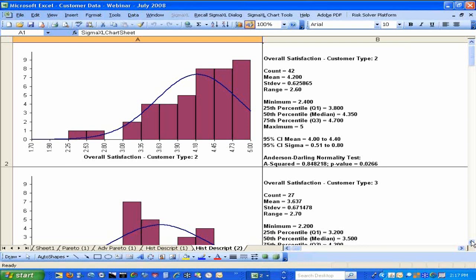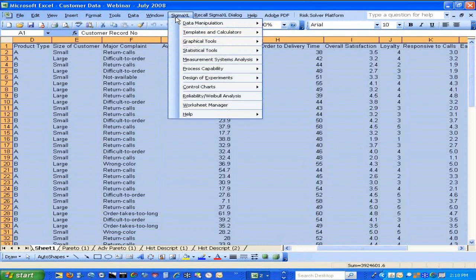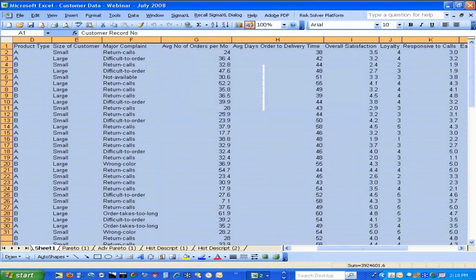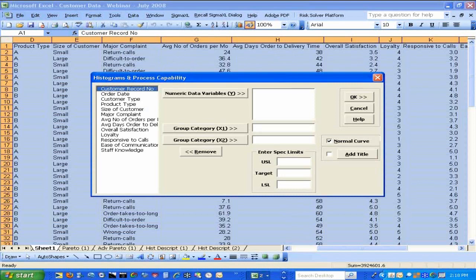Another thing that we want to do with this is to kind of get a baseline in the measure phase of what is our performance against some critical customer requirement or some reference value. And what we're going to do is we're going to run a process capability analysis. So we're going to go in process capability. We'll do histograms and process capability. And what we're going to do is we're going to, again, specify overall satisfaction as the Y variable of interest.